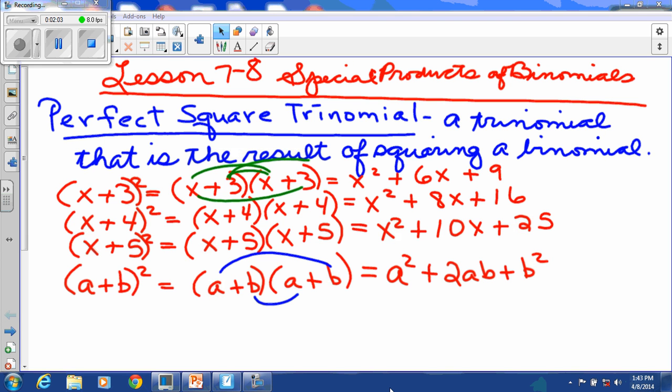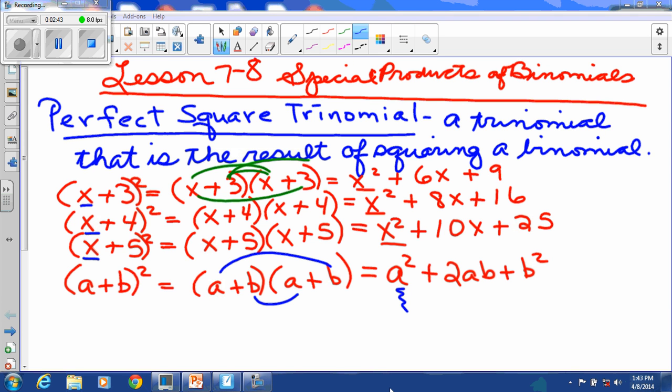Let's look at the patterns to see if we can find our special products without using FOIL. For each of these examples, notice the very first term is simply the square of the first term in our binomial. So for example, x plus 3, the quantity squared, our first term is x squared. X plus 4, the quantity squared, our first term is x squared. X plus 5, again, the first term is x squared. In general, whenever you square a binomial, the very first term of your trinomial will be that first term squared, a squared in this example.